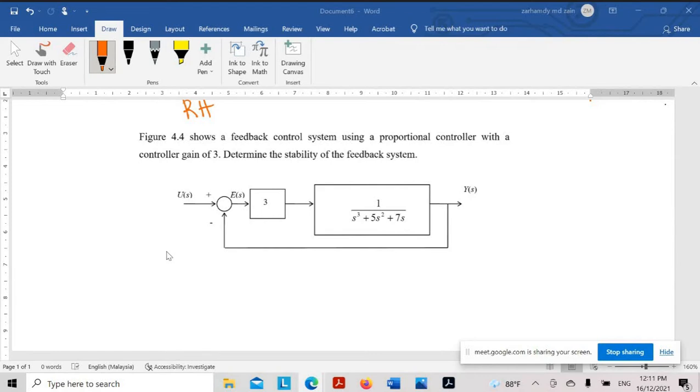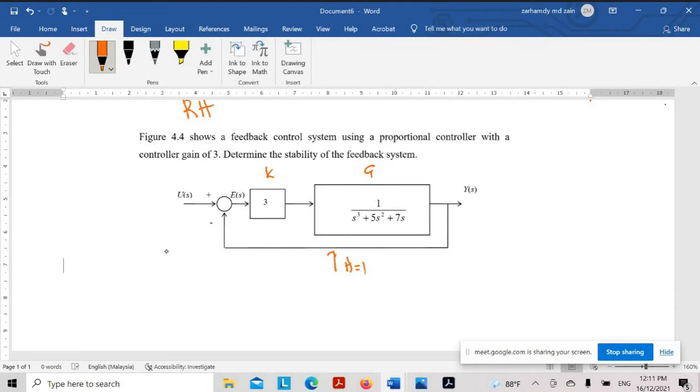We need to come up with the transfer function, or you can use the formula of the characteristic equation straight away. For example, now we have this. This is our K, the gain controller. This is our G, our system, and this is our H. Now our H is equal to 1 because there is no transfer function inside this feedback block. It is only the feedback unit, which we call unity feedback. So H equals 1.